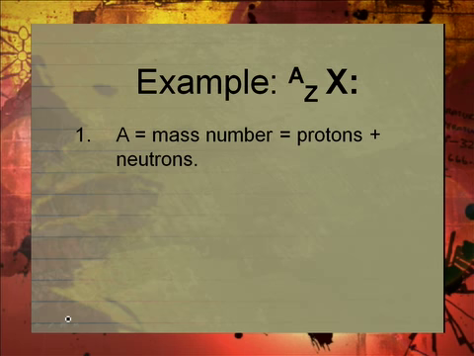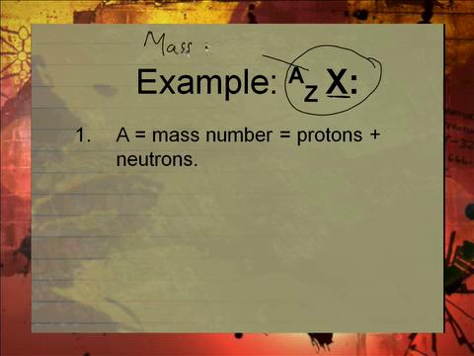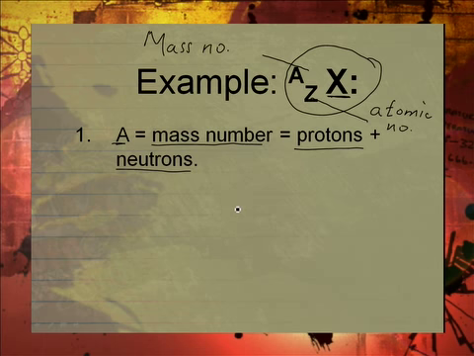Now, how is that indicated? Let's look at this example here. Let's say the element we're talking about is X. This then becomes your mass number, and this is your atomic number. So Z is your atomic number, and A is your mass number. Now this mass number A is given by the number of protons an atom has and the number of neutrons that are there.